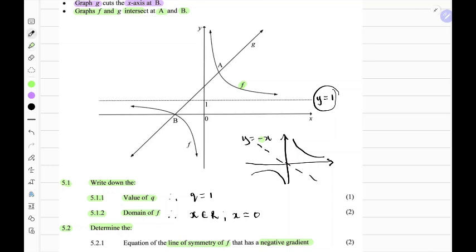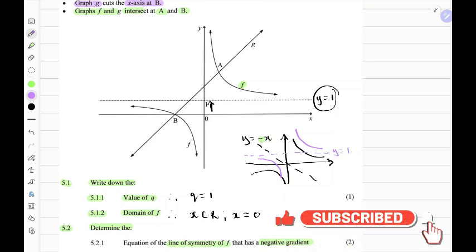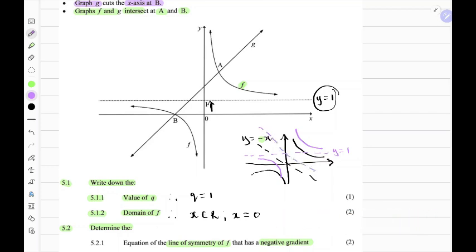But because now there is an upward shift of +1, the graph is shifted upwards by the horizontal asymptote y is equal to 1. It means the equation for the line of symmetry also gets shifted 1 unit upwards. So the equation for the new line of symmetry then becomes y is equal to negative x plus 1.